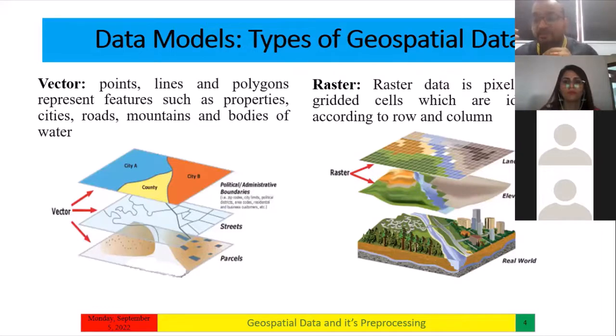For example, the Landsat satellite has a dimension of 30 by 30 meters. This means every time we choose a pixel from the image, it will represent 900 square meters of area. So this approximation error will be there when we are talking about raster data.